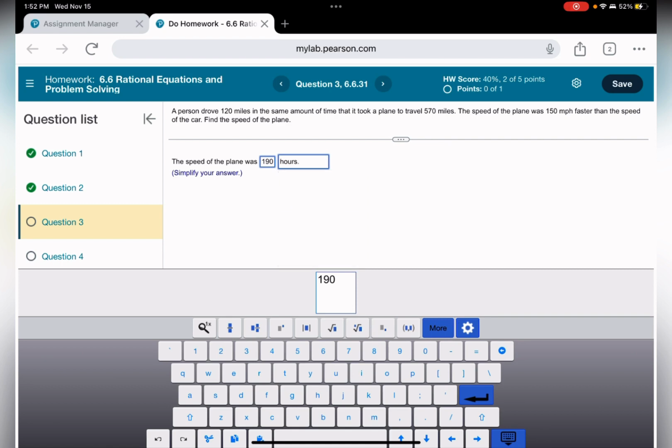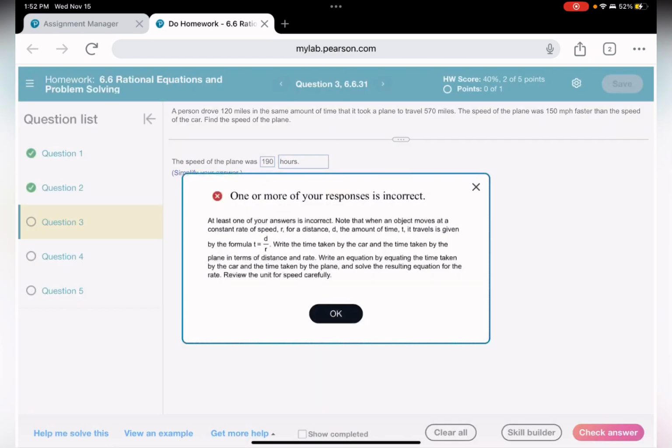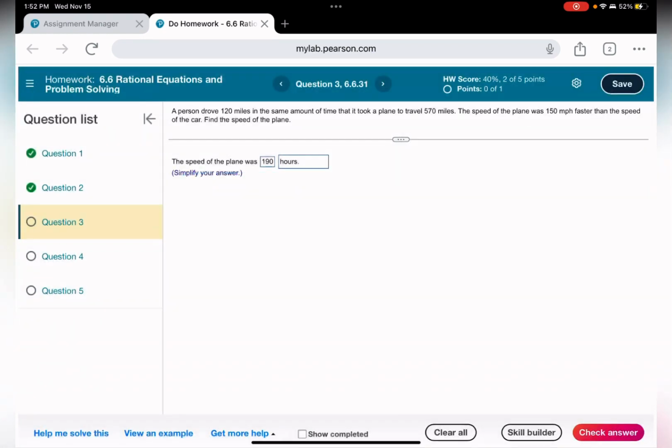Hours, of course. Again, what is wrong with these times? Oh, the speed. I'm not reading miles per hour.